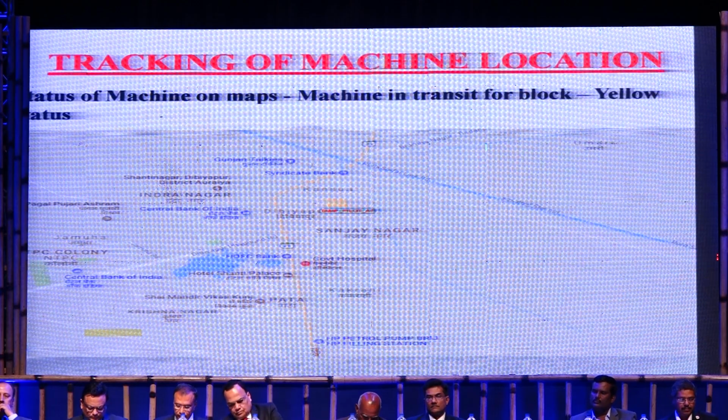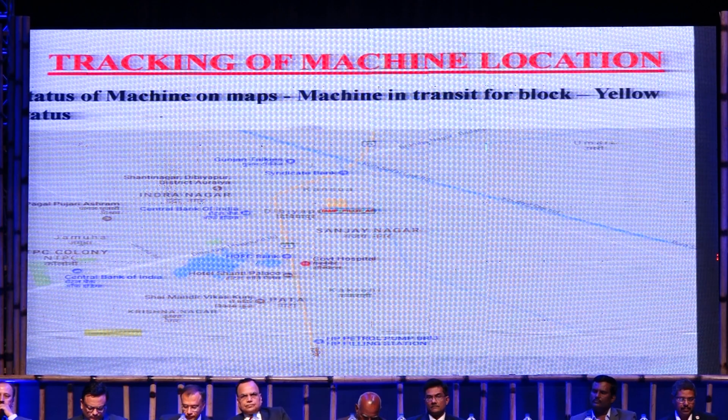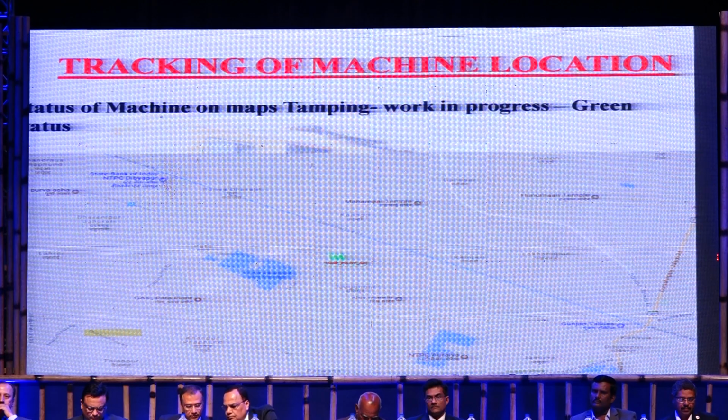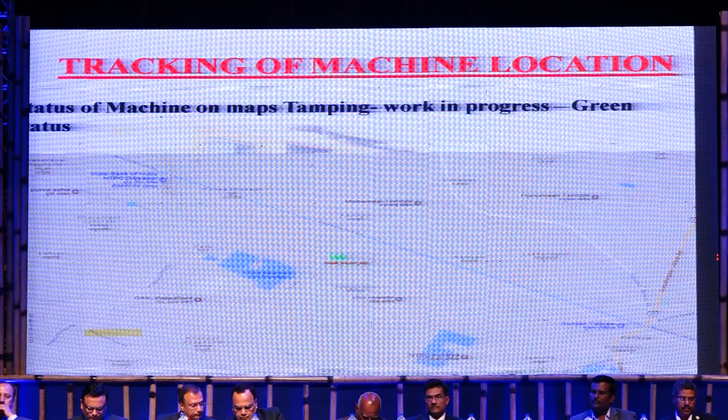Another is the yellow mark. The machine is moving from one block section to the other. This is transit mode. And another is when it is shown in green, it means the machine is actually tamping between the block section during a block time.